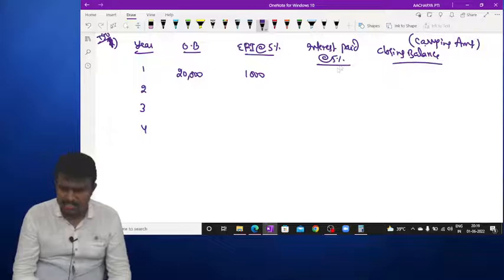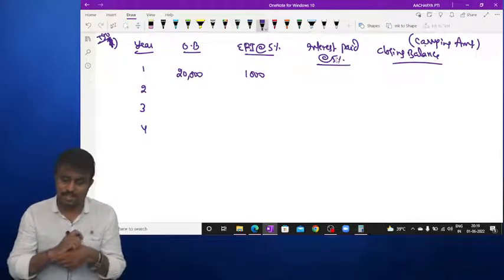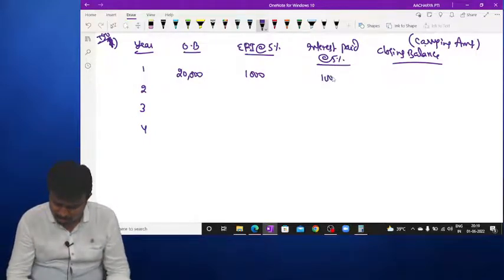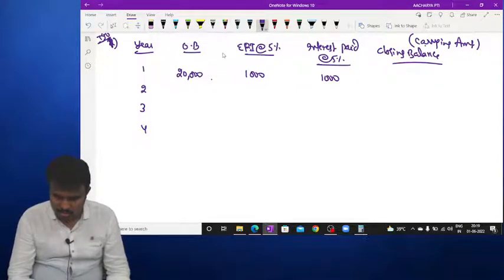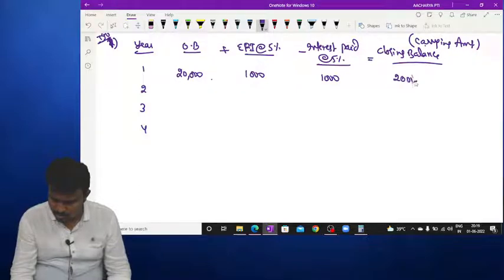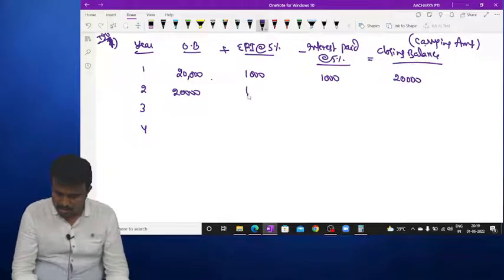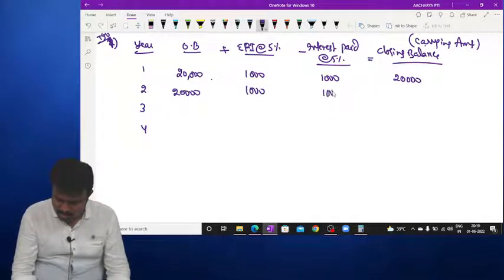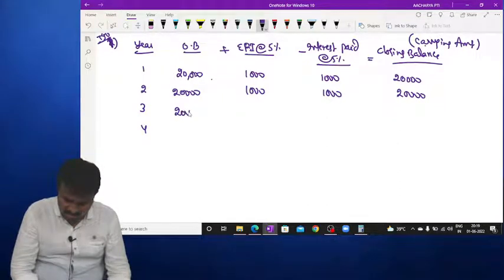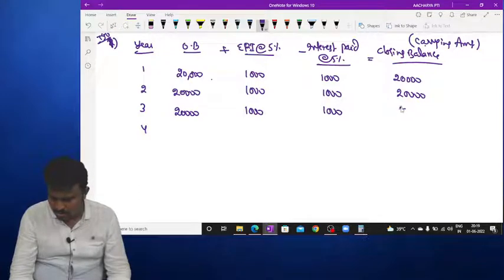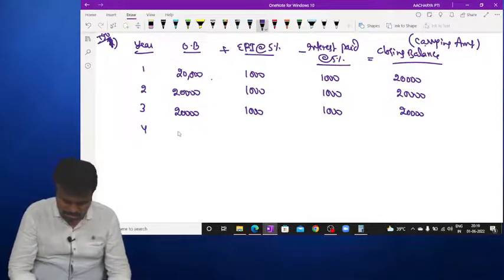1,000. And interest is also applied on, coupon rate is applied on face value. That is also nothing but what? 1,000. Then 20,000 plus 1,000 minus 1,000 is equal to how much? 20,000. And here also 20,000. Then here also 1,000. Here also 1,000. And how much amount is? 20,000. And this is also 20,000 and 1,000 and 1,000. How much? 20,000. So 20,000, 1,000.